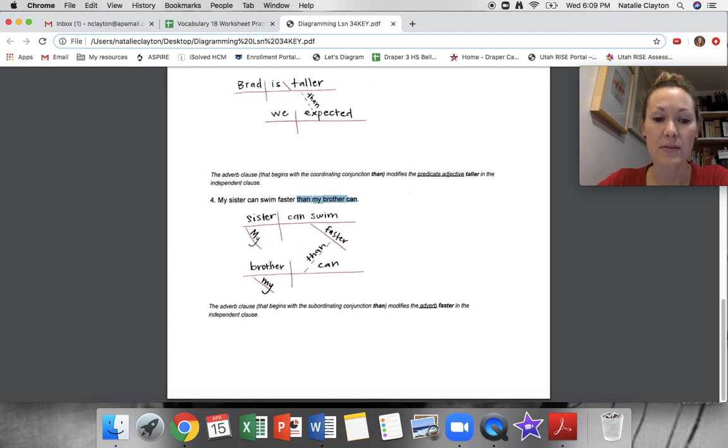So brother can, we have our subject and we have our verb. Whose brother? My brother. Now we look at this verb in the subordinate clause or the dependent clause. Look at the verb. What is the verb? What is that phrase or that clause modifying? My brother can do what? Swim faster, right? So can is modifying the adverb in the independent clause. So the adverb clause that begins with the subordinating conjunction than modifies the adverb faster in the independent clause.